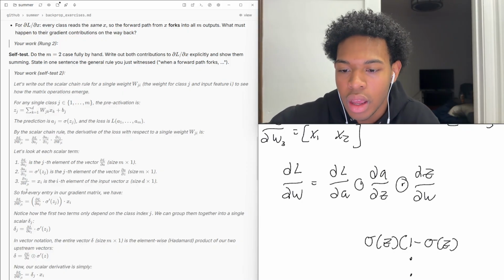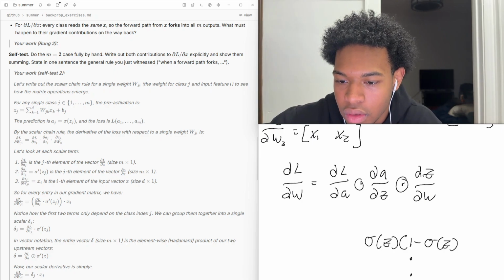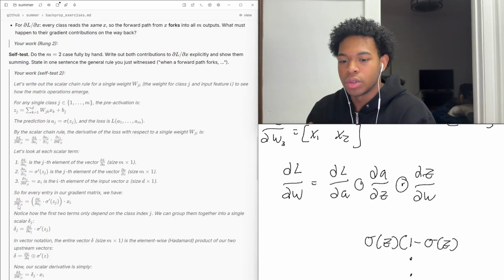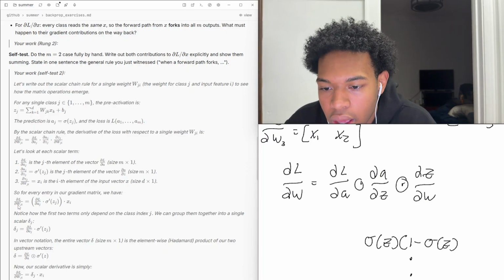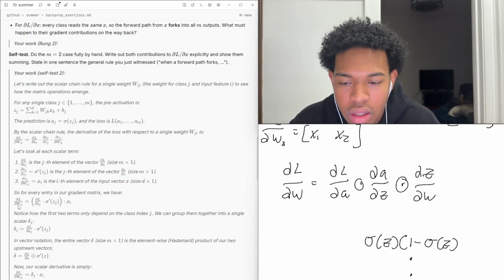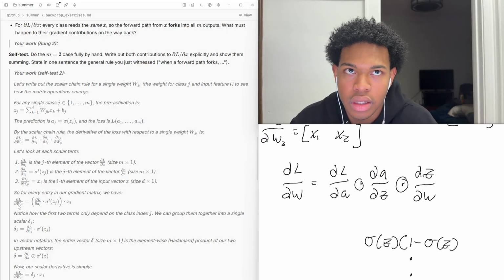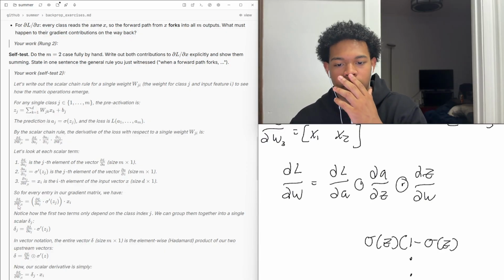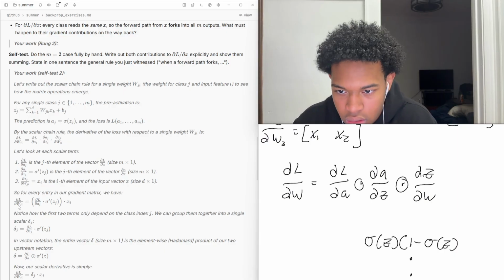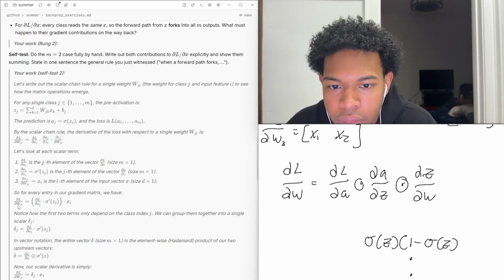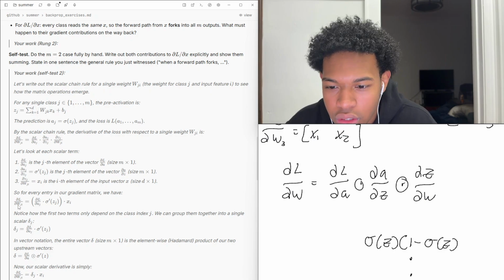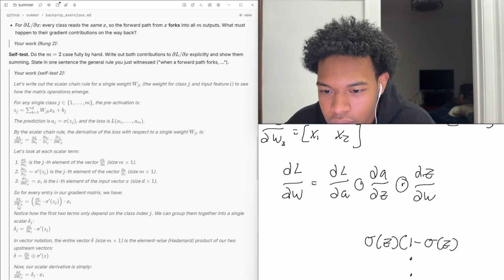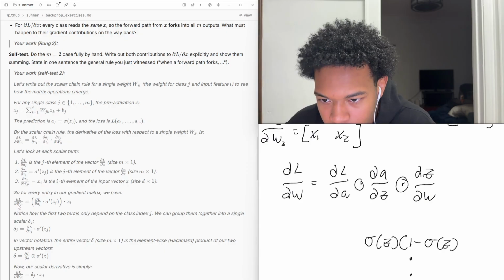So for every entry in our gradient matrix, we have the partial of L with respect to W_ji equals the class term times x_i, with i going from 1 through D, where x_i is input feature i.